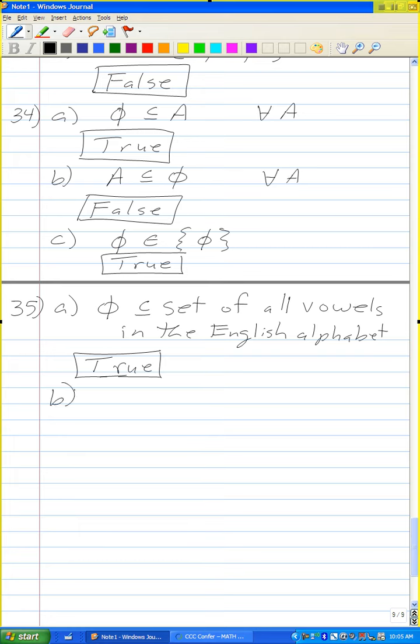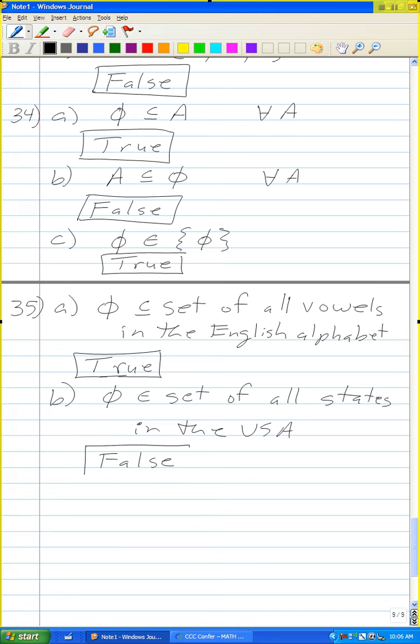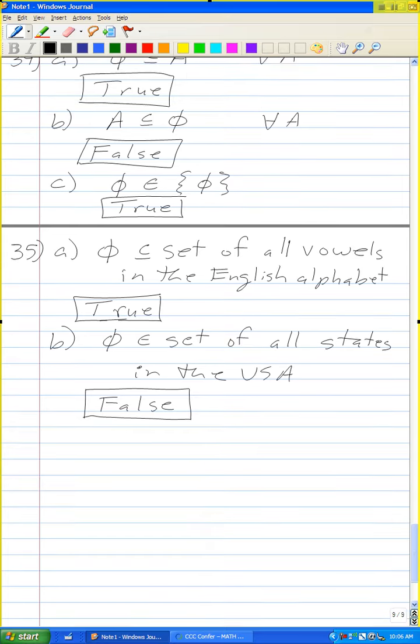B. Is the empty set, the null set, a member of the set of all states in the United States? That's false. The null set is not a state in the United States.